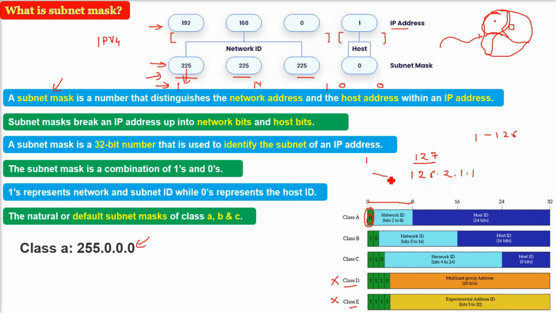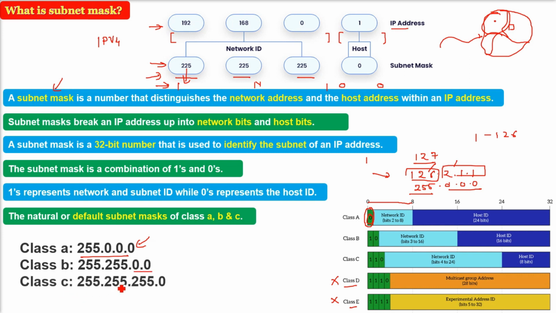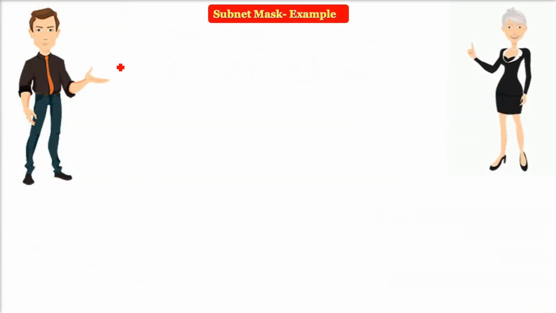255.0.0.0. So when you have any IP address, say for class A, and you want to find out the network address and the host ID, then you just have to apply the subnet mask to the IP. The first part of the subnet mask in class A is the network and the other 3 octets define the host. Similarly, for class B, the natural or default is 255.255.0.0. Class C is 255.255.255.0. So all of these, which I am marking, are telling that this is the network.